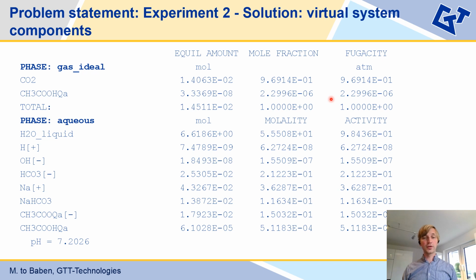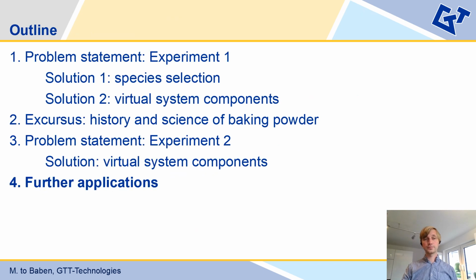If you look at the acetic acid in the aqueous solution, you see that most of it has dissociated, and the amount of non-dissociated acetic acid is now rather low. And we have a pH value which is slightly on the basic side. Okay, there are many further applications of virtual system components, and you will see a few of them at least in the next presentation.